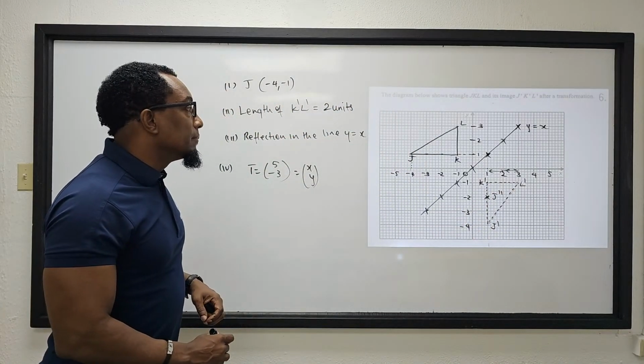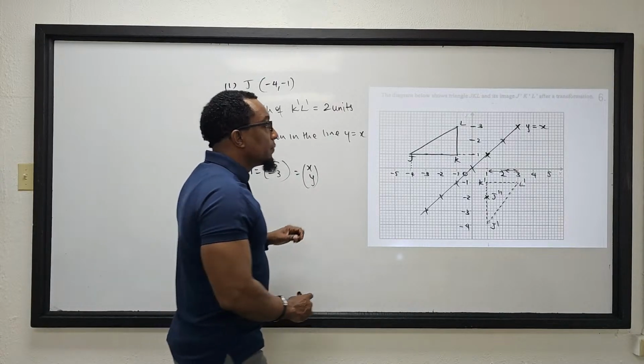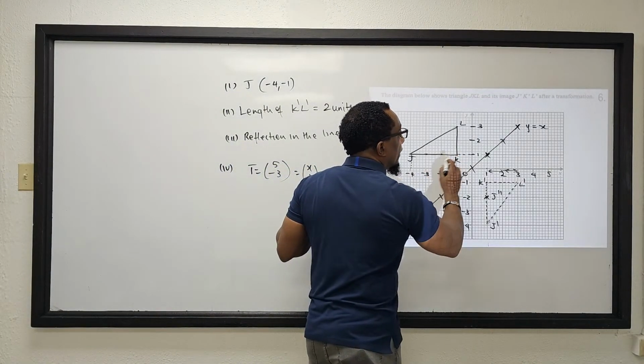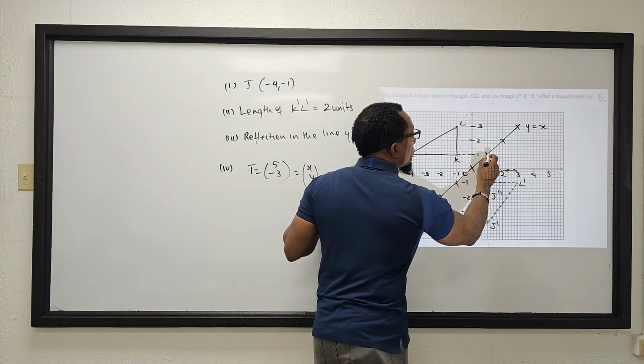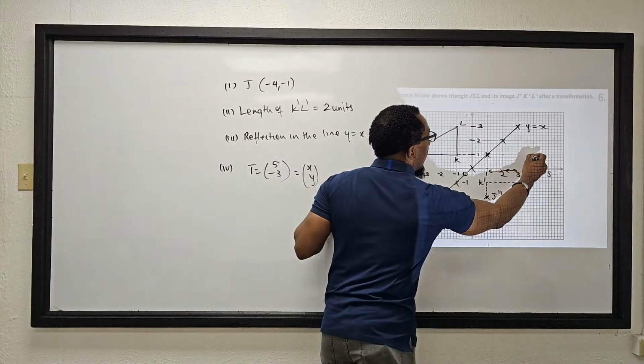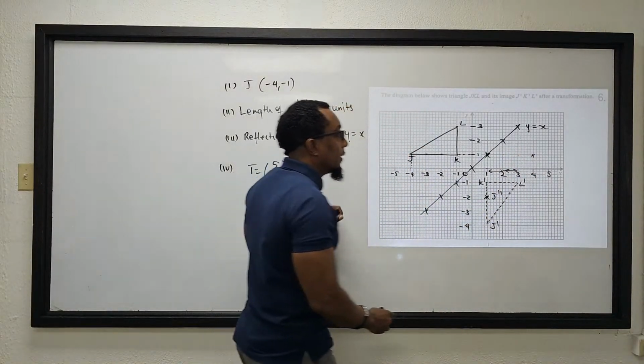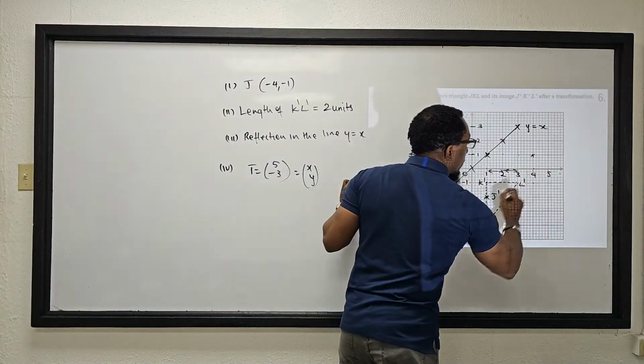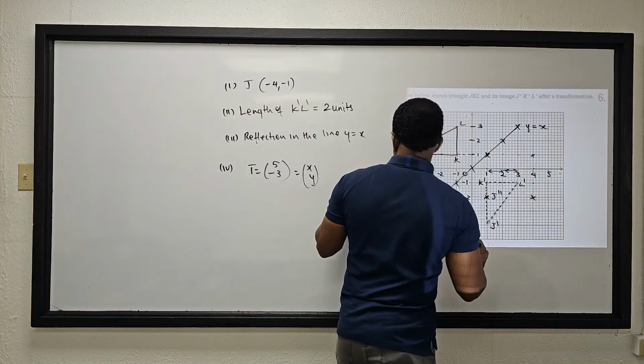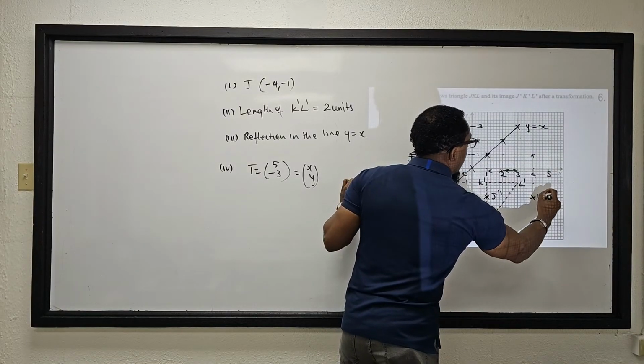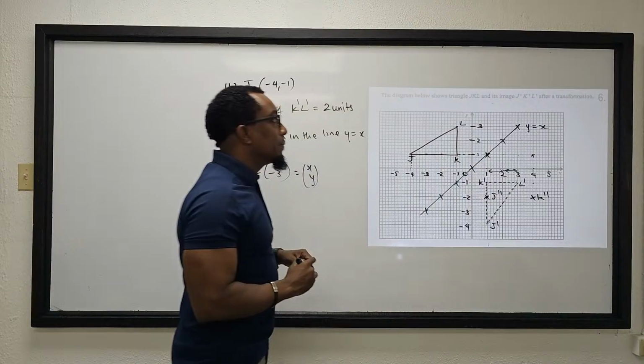Let's look at K double prime. I'm moving 5 to the right: 1, 2, 3, 4, 5. And I'm moving 3 downwards: 1, 2, 3. So here it is, K double prime. So we have K double prime.